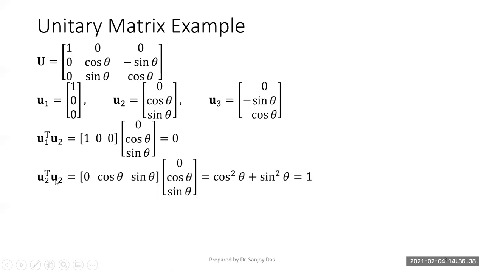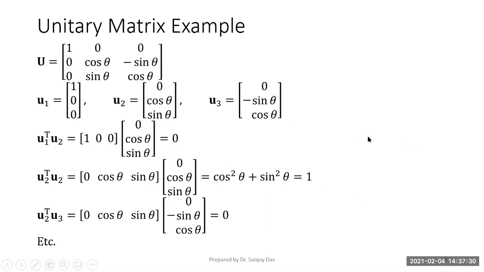U2 transpose U2 is 0, cosine theta, sine theta times 0, cosine theta, sine theta. So that's 0 times 0, plus cosine theta times cosine theta, cosine square theta, plus sine theta times sine theta, sine square theta. And we know that cosine square theta plus sine square theta equals 1. Likewise, U2 transpose U3: their inner product is 0, cosine theta, sine theta times 0, negative sine theta, cosine theta. You see that cosine theta times negative sine theta and sine theta times cosine theta cancel out, you get 0. And you can check the rest. So U is an example of a unitary matrix.